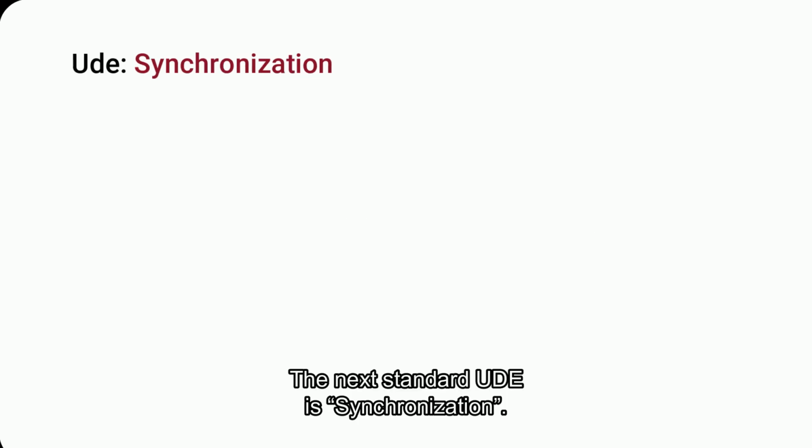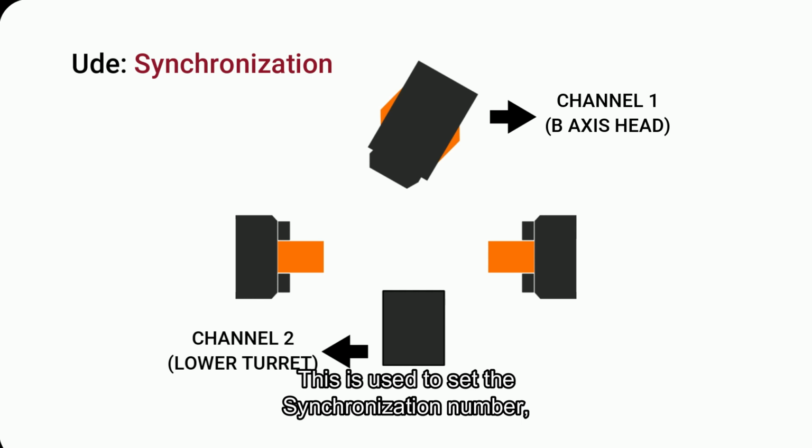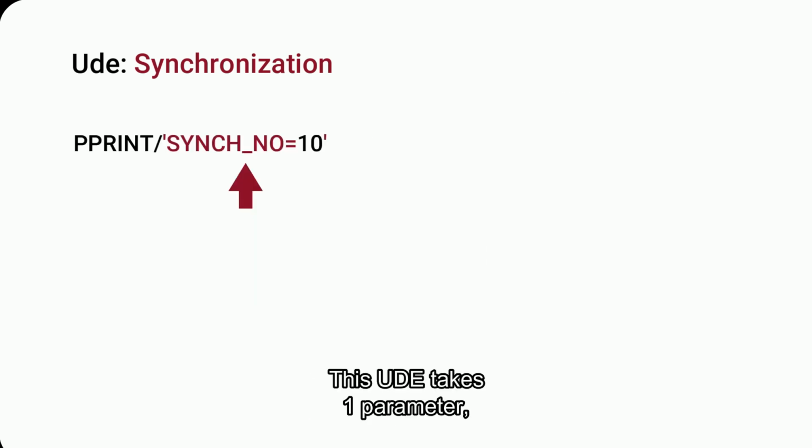The next standard UDE is synchronization. This is used to set the synchronization number on multi-channel mill-turn post-processors. This UDE takes one parameter, which is the synchronization number. By using synchronization number, two NC programs can be synchronized.